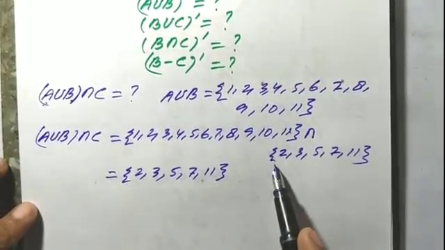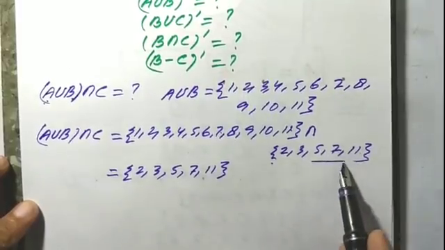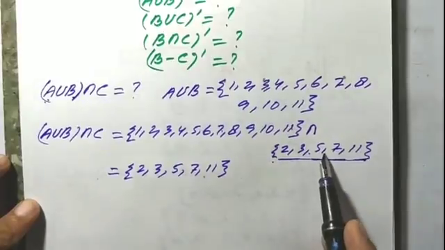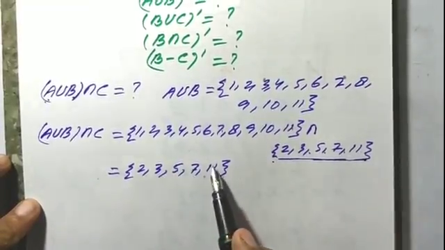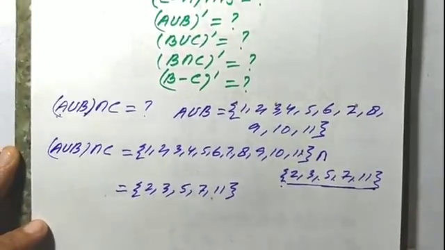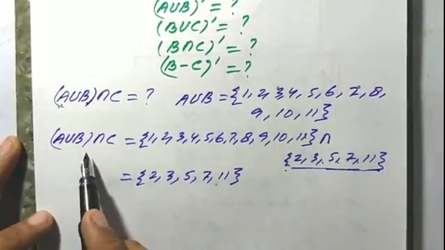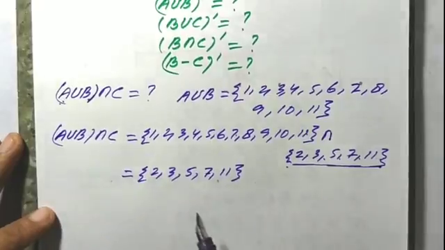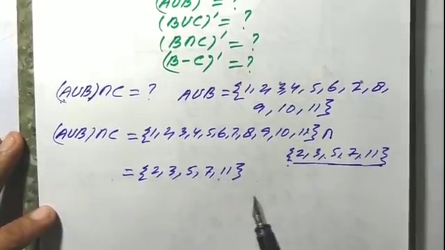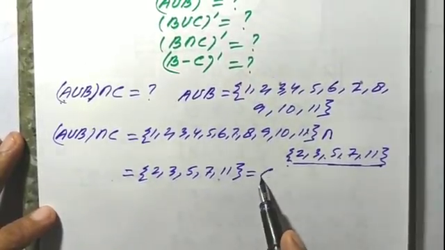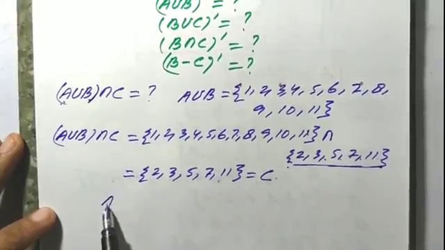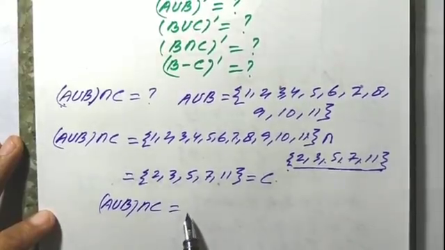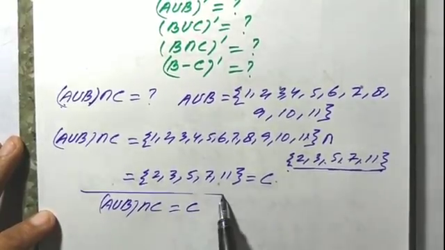If you observe, this is the same as the set C: 2, 3, 5, 7, 11. That means the intersection of A union B with C is equal to C itself. So we may write it as C. So our result is A union B intersection C is equal to C.